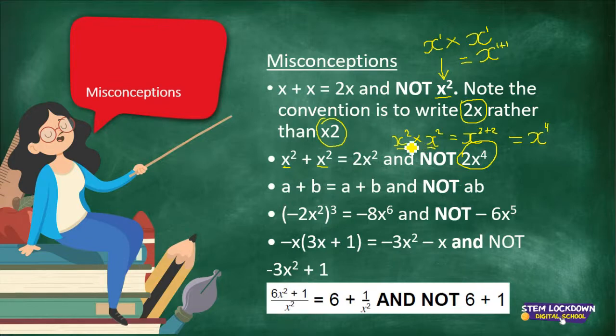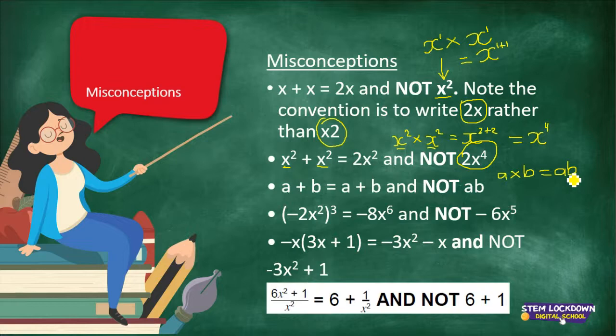Okay, the next misconception: a plus b is equal to ab. For example, an apple plus a banana. If you put it inside a basket, what do you have? You have an apple and a banana. So A plus B is not AB. You only get AB if you say A times B. A times B can be written as AB. So again, don't confuse multiplication and addition.